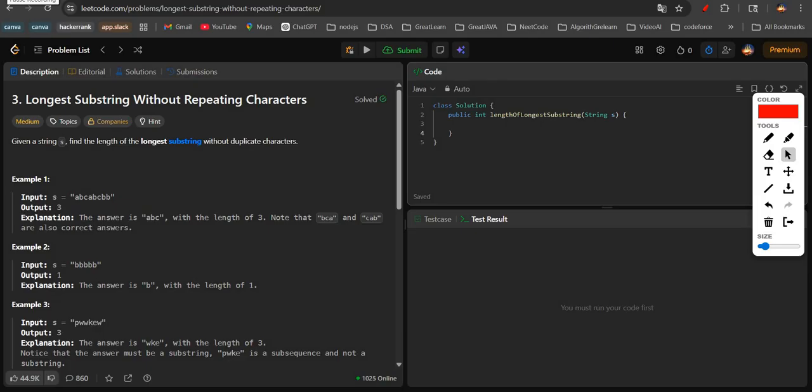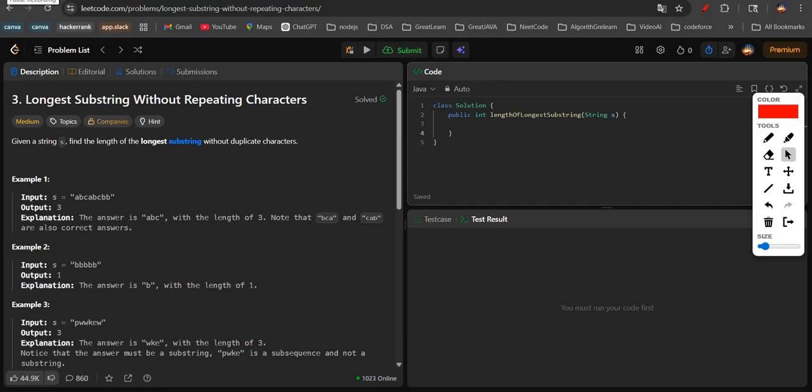Let's see the problem, guys. Longest substring without repeating character. Before going to the question, I would like to explain one small thing. What is a substring? A substring is nothing but a part of a string. It's a string, but it is a part of a string. We can also call it a continuous part, continuous characters in a particular string. That is called a substring also.